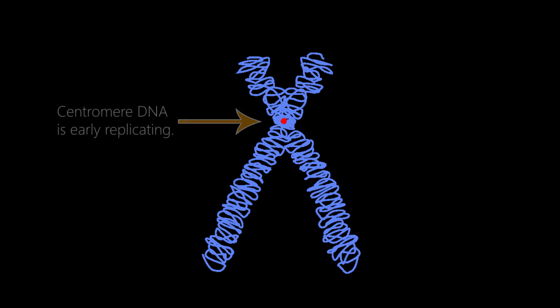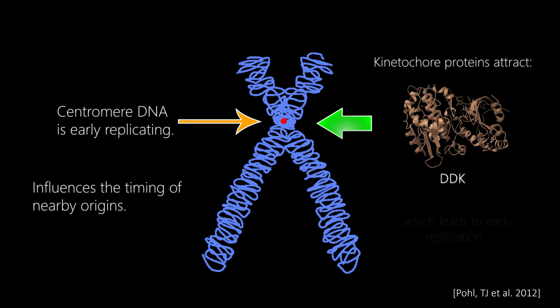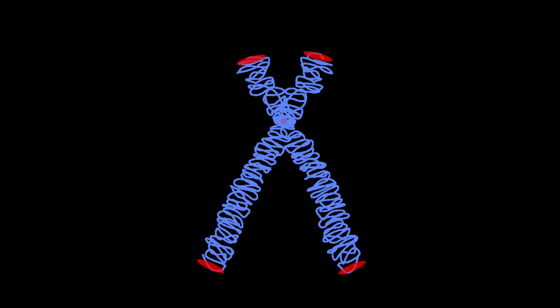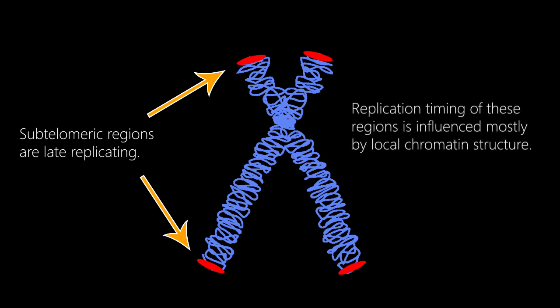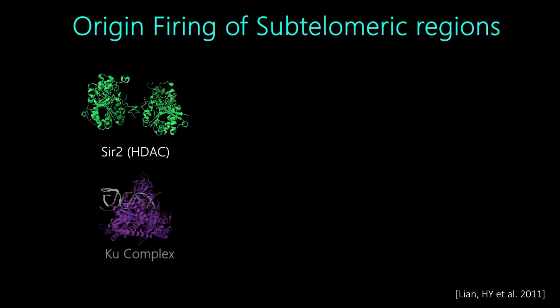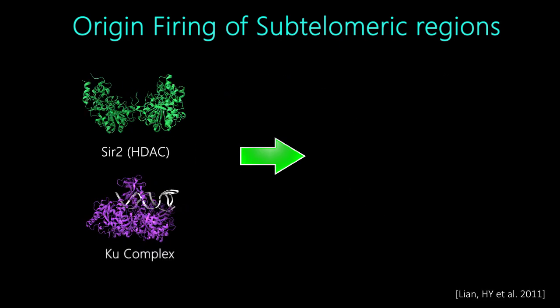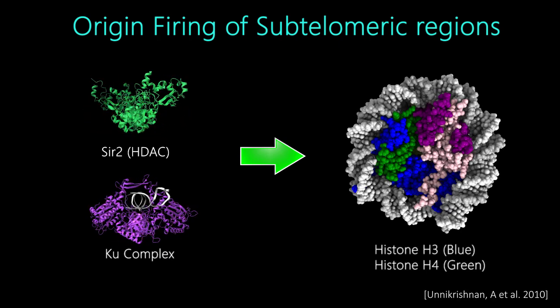Normally, centromere DNA is early replicating and influences the replication timing of nearby origins. The mechanism behind this is that kinetochores attract the DDK enzyme, promoting early replication. Subtelomeric regions replicate late, the timing of which is influenced by local chromatin structure. Origin firing of these subtelomeric regions is delayed to late in S phase by histone deacetylase SIR2 or by the Ku complex. Acetylation of histones H3 and H4 has been shown to be important for efficient origin activation and DNA replication in S phase.